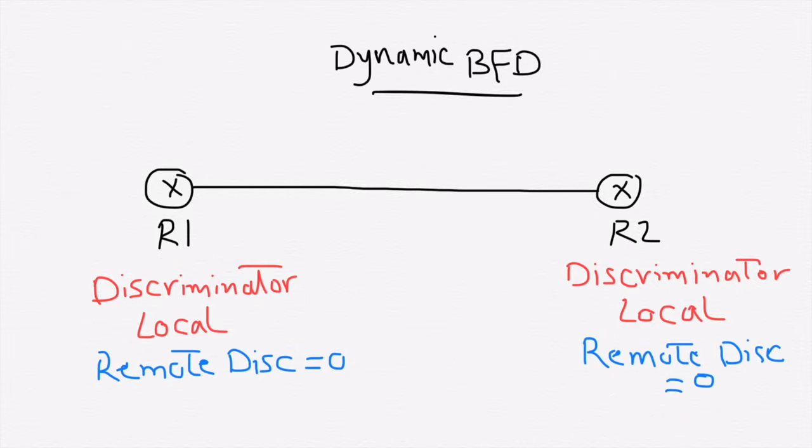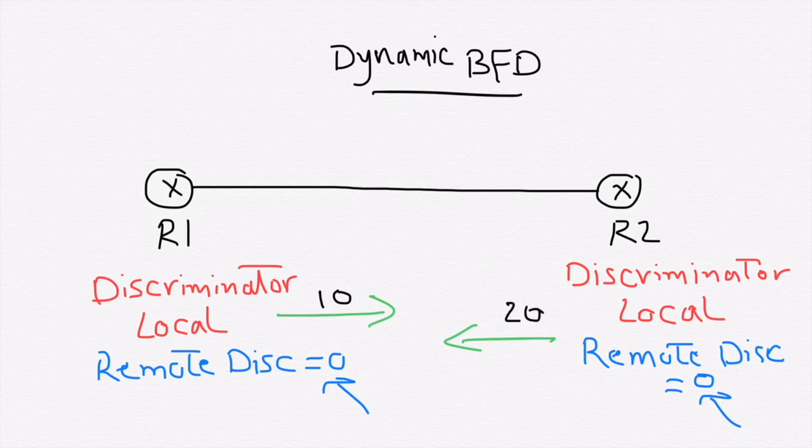For dynamic BFD, the local discriminator value is allocated locally on each device, and at the beginning, the remote discriminator value at each device equals zero. It's unknown. The BFD packets between R1 and R2 are exchanged, and R1 and R2 can see the local discriminator value of each other, so the remote discriminator values can be learned. So if we have a local discriminator value at R1 of 10 and a local discriminator value at R2 of 20, after exchanging the packets, R1 can detect that the remote discriminator value of R2 is 20, and R2 can detect that the remote discriminator value of R1 is 10.